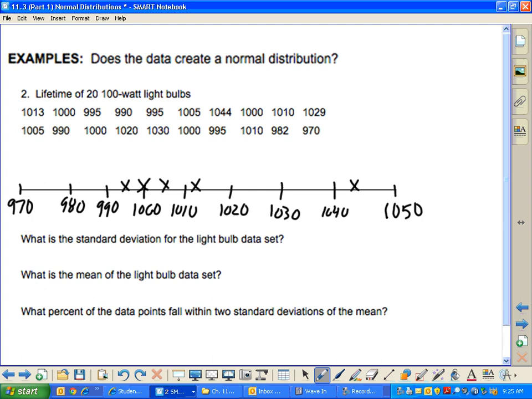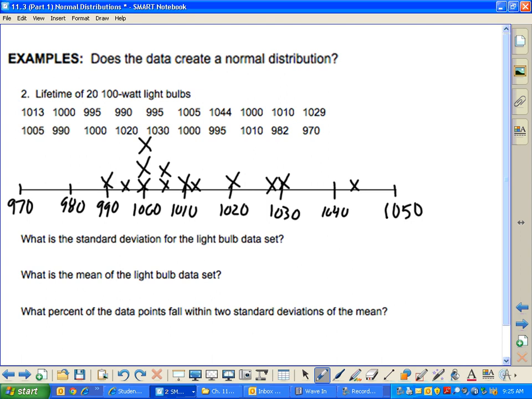1,000, notice I'm getting another repeated data value. That means I put an X on top of the data value I already represented. So right now I counted two 1,000s, so you see I have two X's at that part of my number line, and then I have 1010. 1029 is right before 1030. 1005 is right here. 990. 1000. So I get a third X up there. Do you see that? 1020.